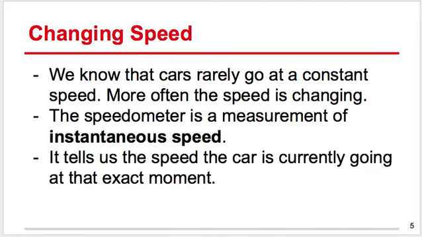Changing speed. We know that cars rarely go at constant speed. More often, the speed is changing, braking, accelerating, things like that. The speedometer is a measurement of instantaneous speed. It tells us the speed the car is currently going at that exact moment.